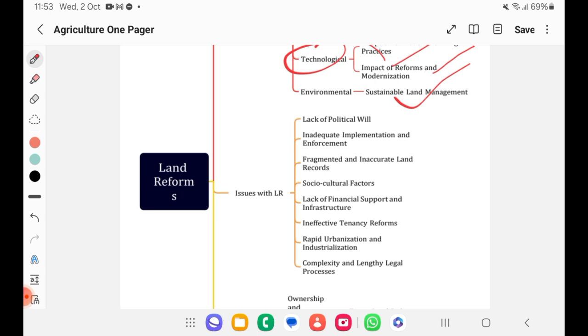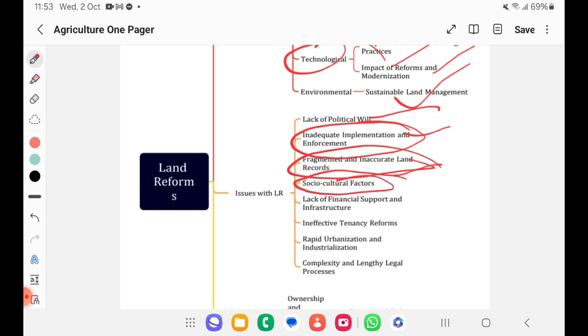However, there are issues also. Lack of political will, inadequate implementation. See, there were always implementation issues and enforcement issues. We have seen all four aspects. Fragmented and inaccurate land was there. So inaccurate land records. Still land records are not there. So socio-cultural factors also affected. Lack of financial support and infrastructure. Ineffective tenancy reform. So there was no perfect execution of the reforms. That thing we have to mention.